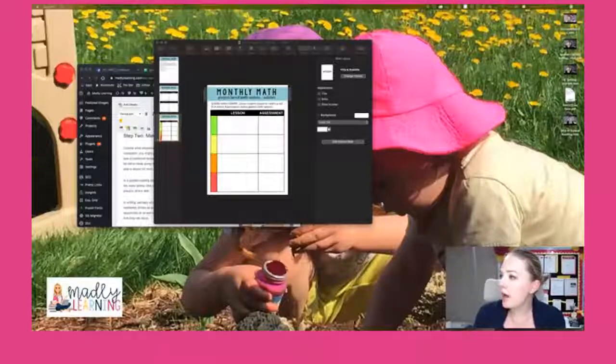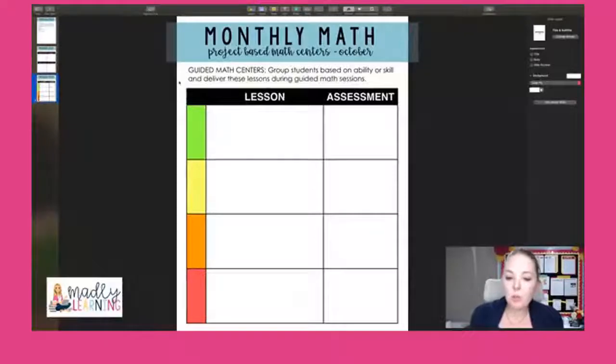So I'll show you what I was working on today for math. See if I can flip my screen here. Here we go. So there is my math plan. This is what it would look like as I'm working on my project-based math centers in the month of October. Looking at my levels, I call them stoplight, even though my students pointed out today that the stoplight's upside down and doesn't have an orange on it. But I have my lesson and then assessment as things that I'm looking for.